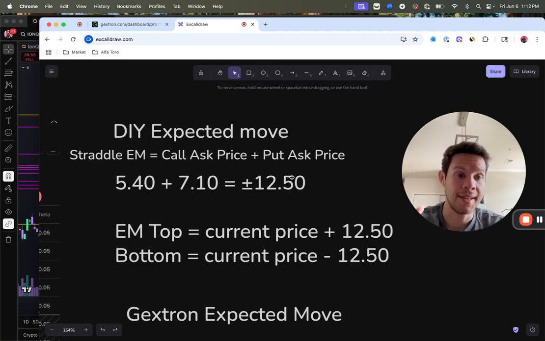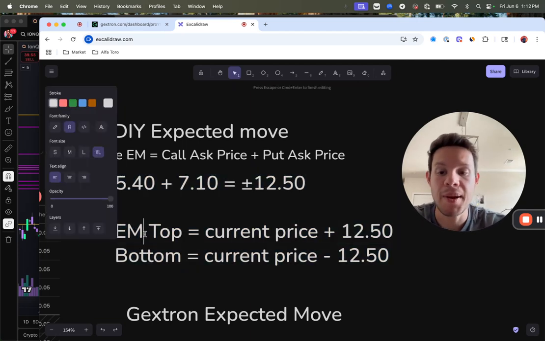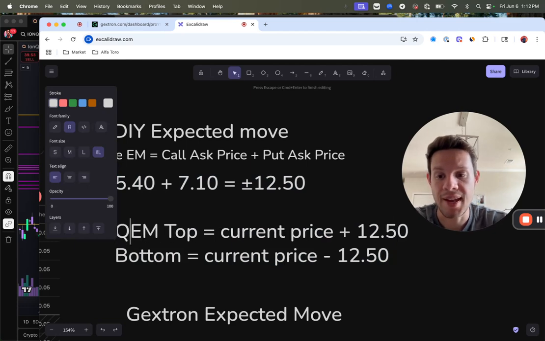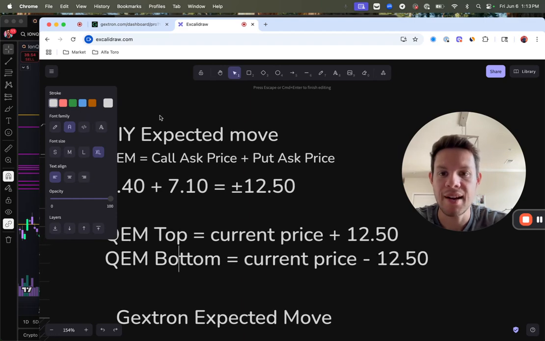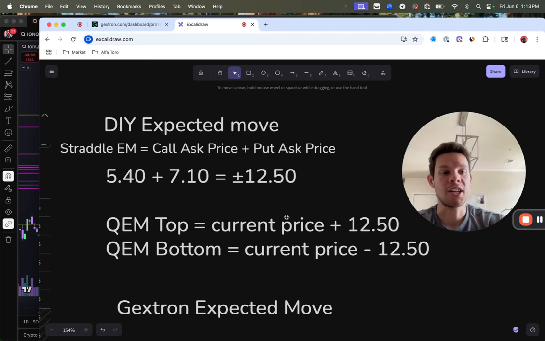Okay, that's not all. The next step to figure out the expected move is that you gotta do something with this number. So to get the expected move to the top for the quarter, I'm gonna say QEM. QEM top is that you're going to add the current price plus the number that you got. And the QEM bottom is current price minus the number that you got. And that gives you your quarterly expected range for the top and for the bottom.